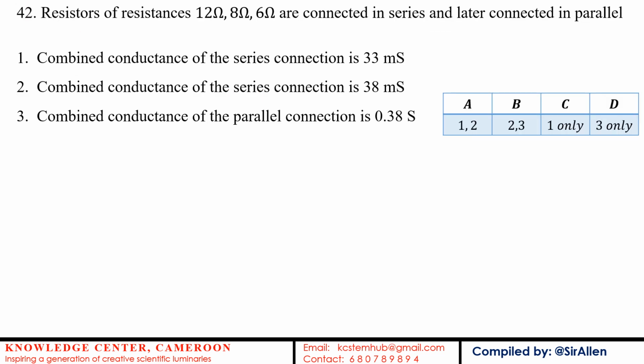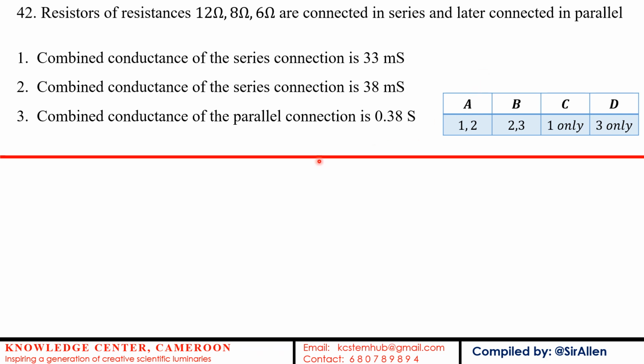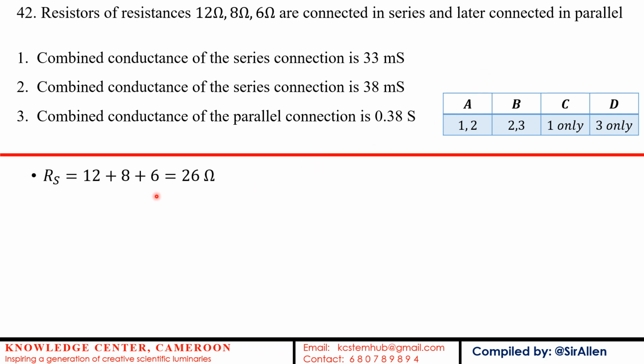Resistors of given resistances are connected in series and later connected in parallel. Let's do the series. When they're in series, what's our combined resistance? 26 ohms, right? 12 plus 8 plus 6. Now we can get the conductance. The conductance is basically 1 over resistance. So in this connection where they're in series, the conductance becomes 1 over 26, which gives us 38 millisiemens. So this is not seconds, this is Siemens. Conductance is measured in Siemens.